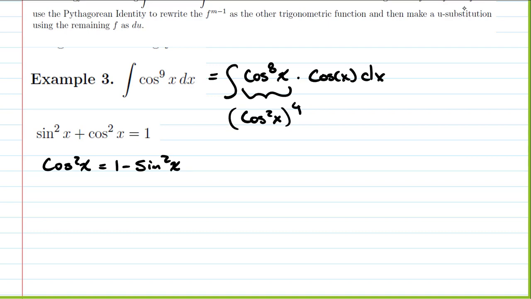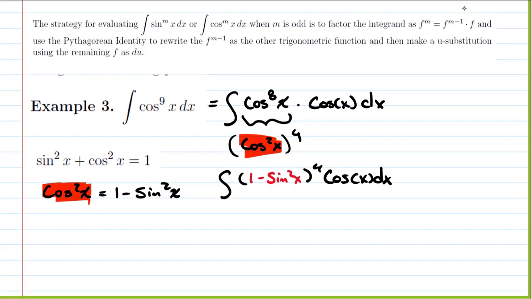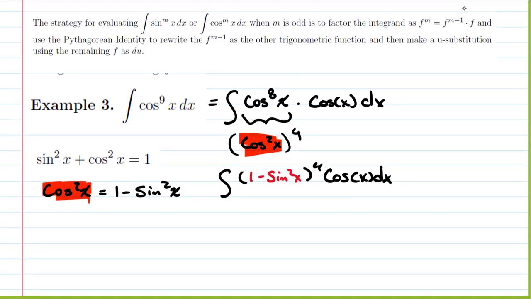And we are going to substitute this in, and we end up with the integral of 1 minus sine squared x to the 4th power times cosine x dx. So first thing we did was we rewrote it as this.